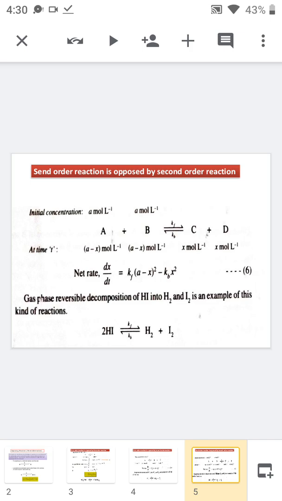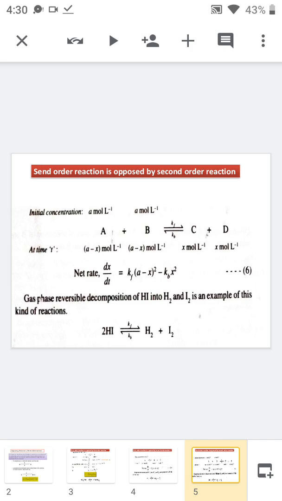One of the examples for this type of opposing reaction is the gas phase reversible decomposition of HI into hydrogen and iodine. We can see that 2 moles of HI reversibly gives H2 plus I2, and both the forward and backward reactions are second order reactions. At the same time it is an opposing reaction.